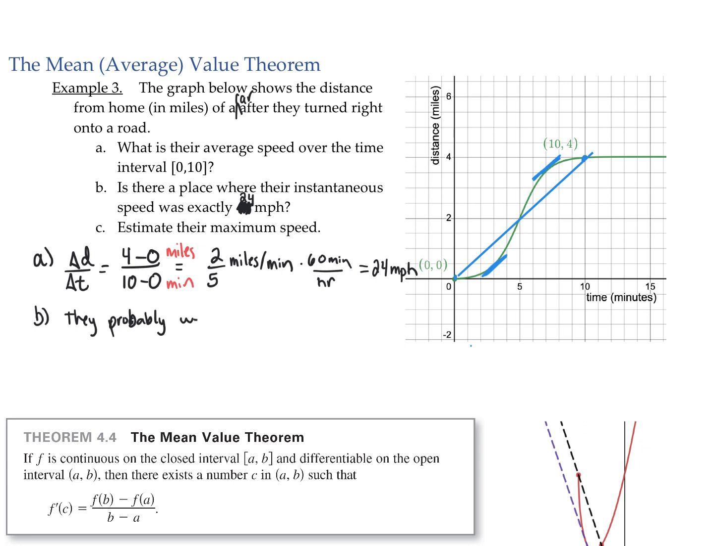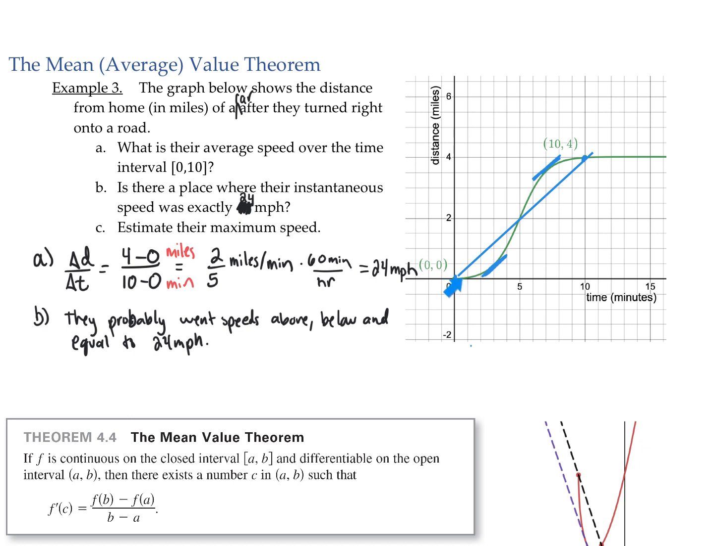So they probably went, in fact, we know they did, speeds above, below, and equal to 24 miles per hour. And we can see that just by looking at the shape of the graph.